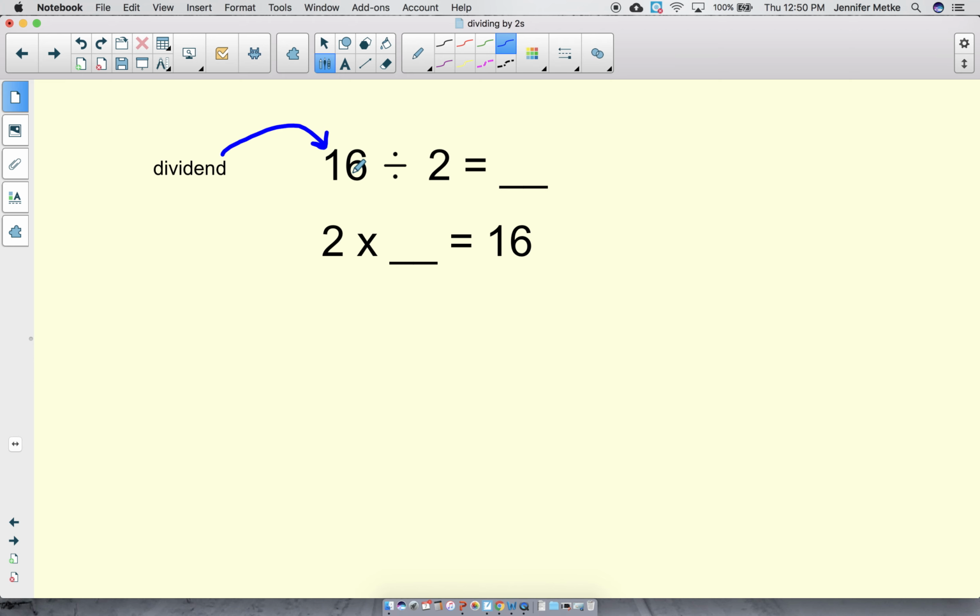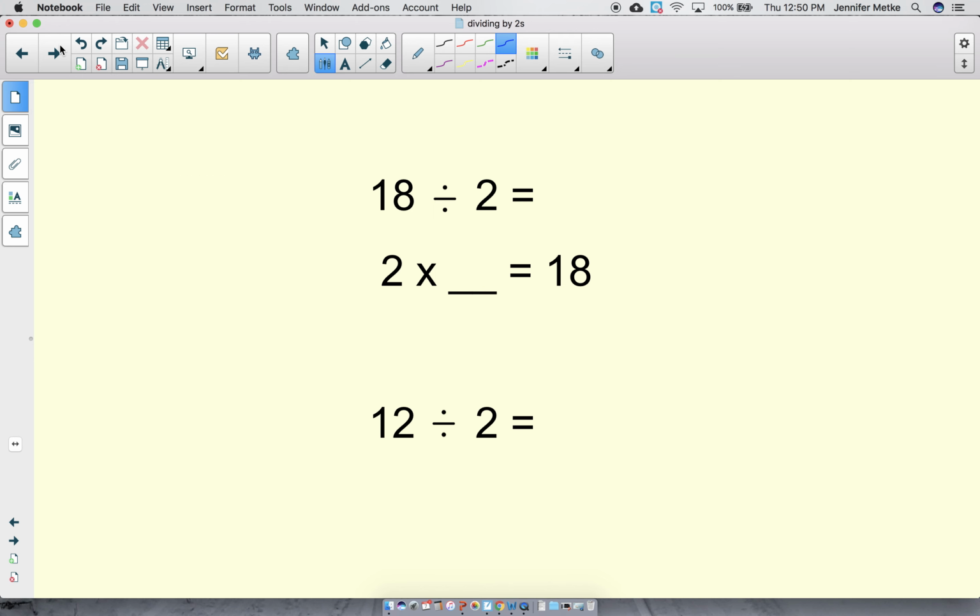So you'll notice the total in division is here, and the total in multiplication is at the end. This is called the product. I know 2 times 8 is 16, and since I know that, I know 16 divided by 2 is 8. So just to review those two methods, most efficiently, I would think multiplication. 18 divided by 2 is what? Well, I think 2 times what is 18. If I know that's 9, I can figure out my division problem.